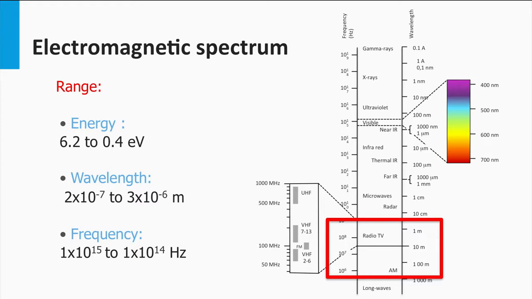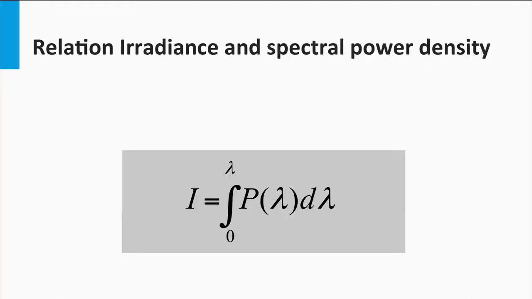Radio, TV waves are in the order of meters and tenths of meters, and AM waves in the order of 100 meters. The question now is, in which spectral range does the sun irradiate light? For that I will introduce the quantities irradiance and spectral power density. Let's start with the irradiance.